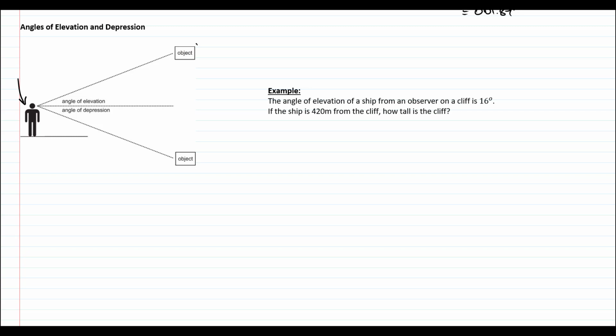Now, if they're looking at an object that is above them, then this angle here, which we may call theta again, is considered an angle of elevation because they're looking up, so it's an elevated position. And if they're looking at an object that is below them, then this angle here, which we'll also call theta just for naming's sake, is called an angle of depression. Depression is a downwards angle, so you're looking down.